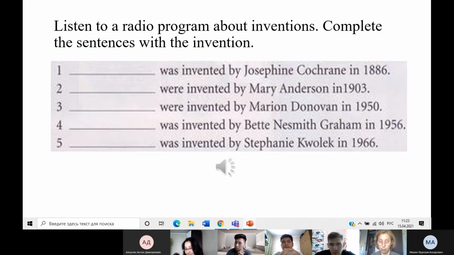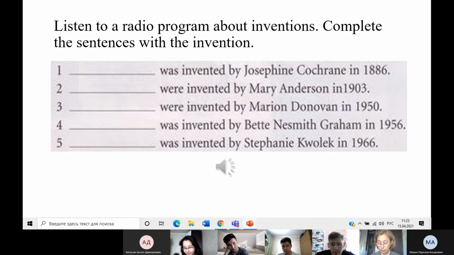A fantastic invention that definitely improved the lives of millions of people was disposable nappies. They were invented by a woman called Marion Donovan in 1950. Anybody who has a small baby will know what a big difference disposable nappies make to our lives. Today, more than 55 million nappies are used every day in the world. A few years later, in 1956, Betty Nesmith Graham was working as a secretary. She used to get very frustrated and angry when she made typing mistakes. In those days, if you made a mistake, you had to get a new sheet of paper and start again from the beginning. She had a brilliant idea, which was to use a white liquid to paint over mistakes.